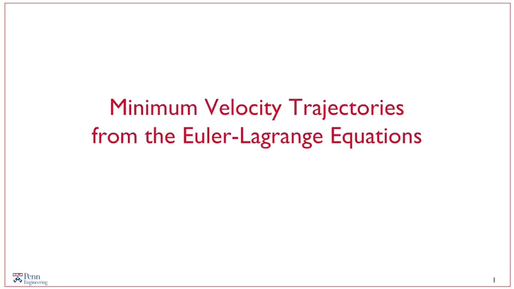In lecture, we saw that we can use the Euler-Lagrange equations to deduce the general form of a minimum velocity trajectory for a first-order system. In this segment, we'll go through the details of that calculation.